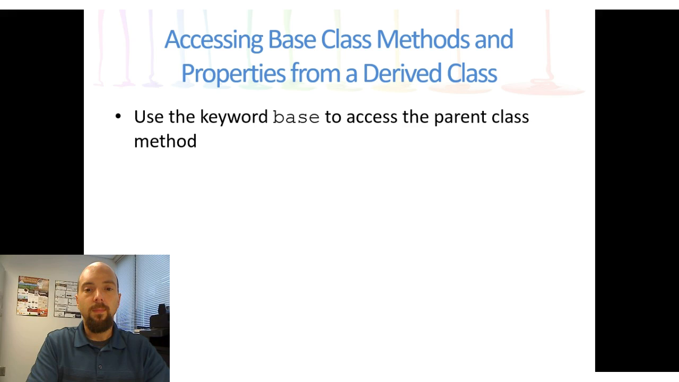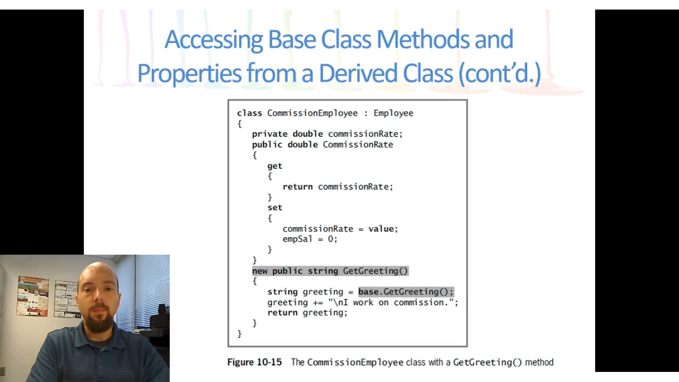Sometimes, though, we do need to actually use the method that exists in the base class. And to do that, we're going to use the base keyword. Okay, so now what happens here is in this case, we have a commission employee. And if we ask for somebody to get the greeting, what we're going to do is allow our base class to turn around and set this string called greeting equal to whatever the base get greeting does.